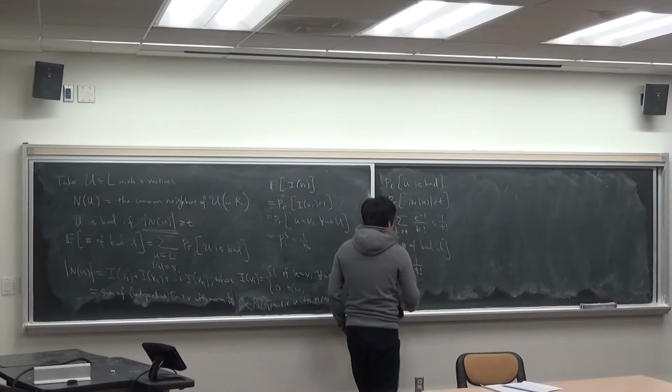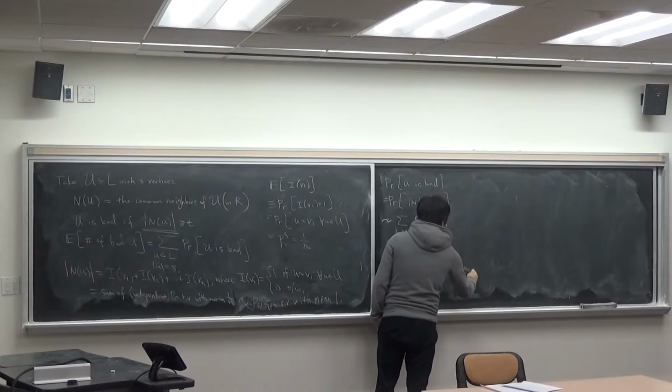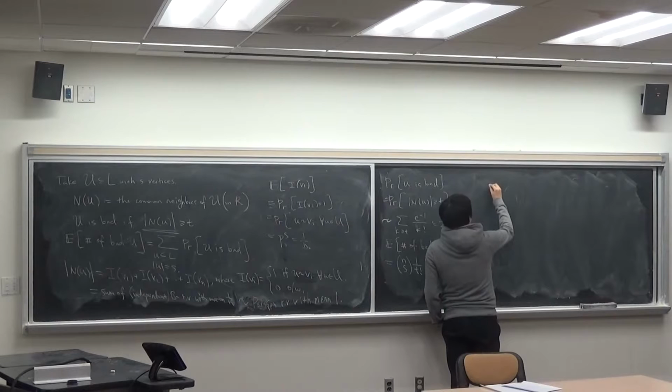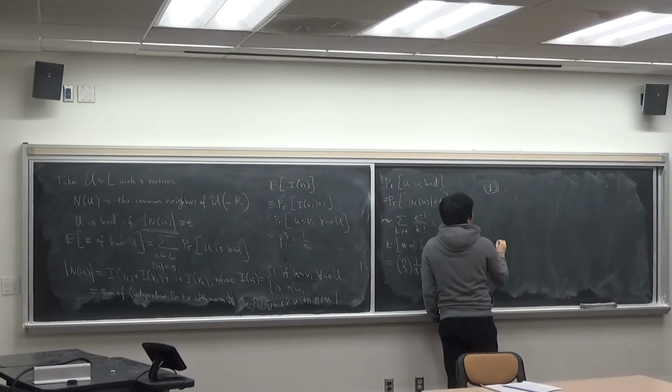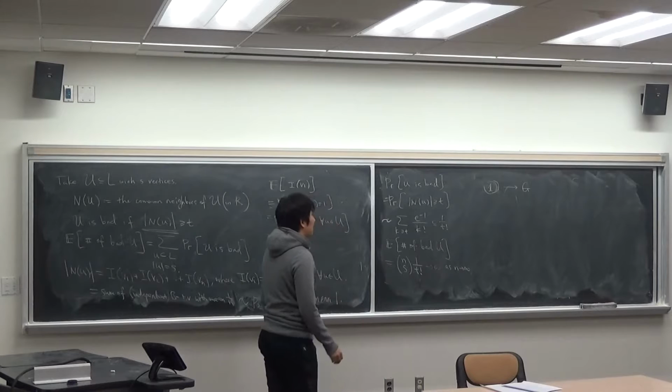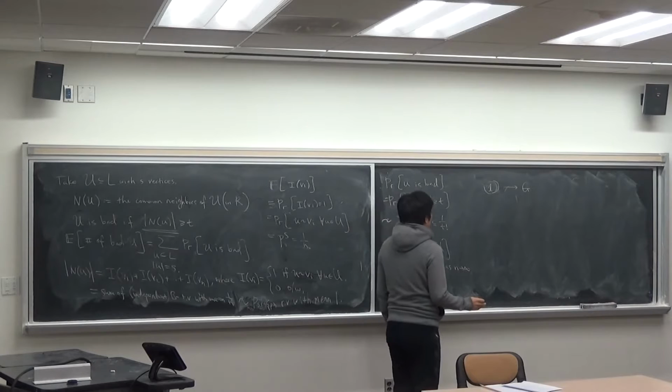So, the method, let me try to wrap up all the applications and tell you the pattern of those applications. Basically, you start with a bunch of coins, and then you flip all the coins, you get your object G. And then you prove with high probability or with positive probability, the random graph G you get satisfies certain conditions. This is the classical probabilistic method.